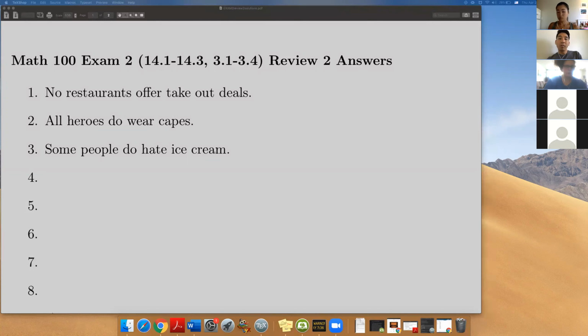Okay, number 4, all women love babies. The negation would be, Justin, the number 3. Is it okay if it doesn't have "do"? Yeah, if you just wrote "some people hate ice cream," that's fine. They mean the same thing. What about number 2? "All heroes wear capes." Yeah, same thing. You can say all heroes wear capes. Oh, okay. Yeah, that's fine.